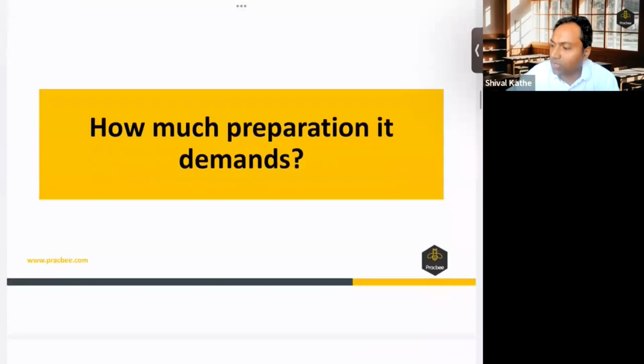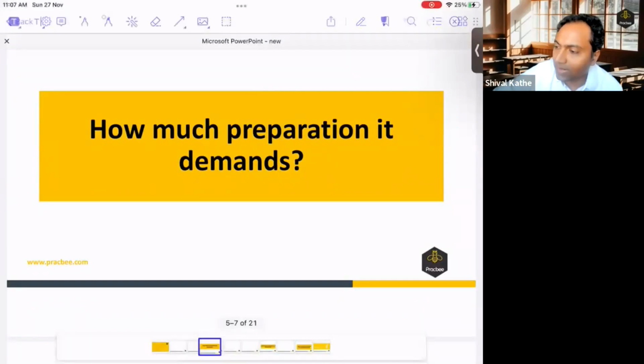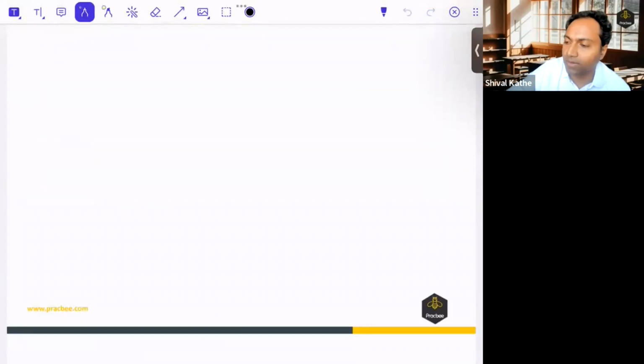Another question that I got was how much preparation does it demand? Now, this is a very good question. First, I will divide this question into 4 parts, that is, what exactly is required for this examination, etc. Now, if you look into this examination, what is required in terms of preparation? So the first thing that is required by a student is a goal.